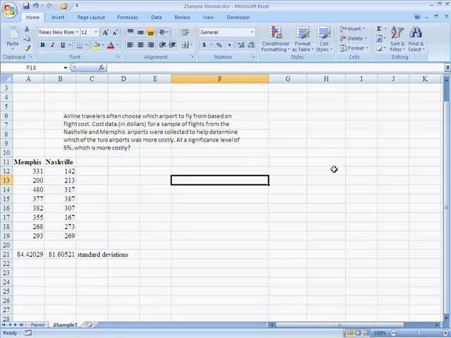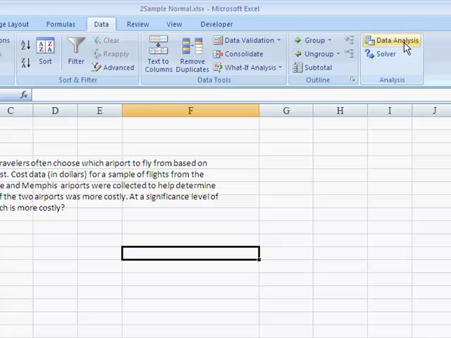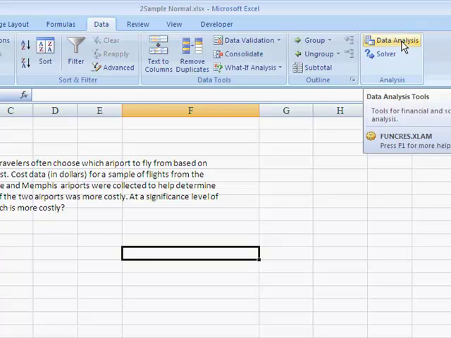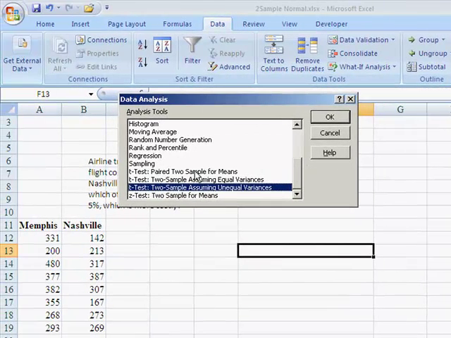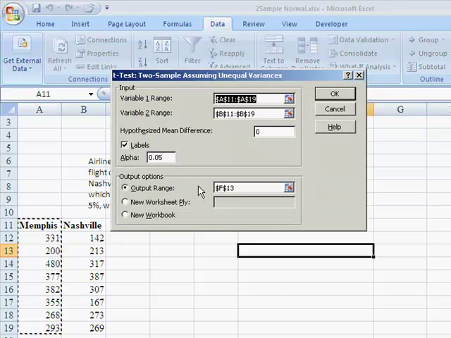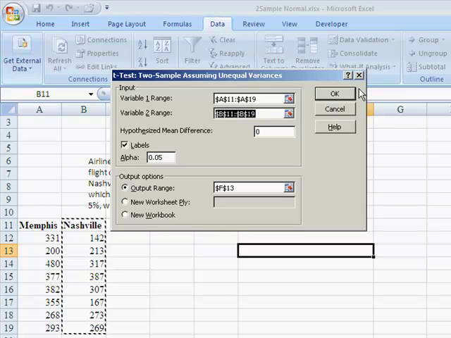Now I've already done that, so where do I find that? Well, I look under Data, over here on the right where it says Analysis, and then it says Data Analysis. So I click on that, and I scroll down until I see t-test, two-sample, assuming unequal variances. Click on that. Now what I need to do is simply fill this in. I've actually already done that, so I've got variable range here. Notice that my variable range actually includes the title for Memphis, and there's the variable range for Nashville.